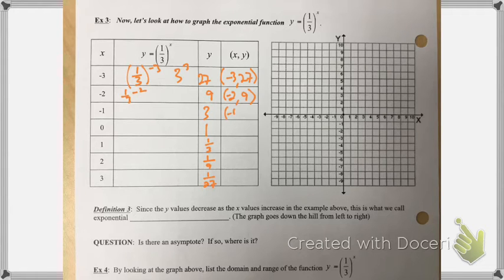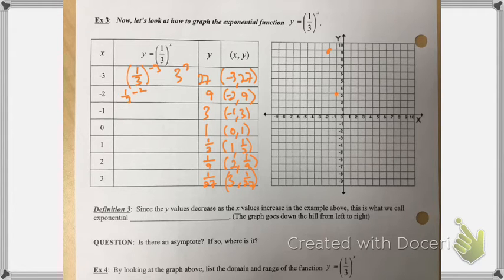So I get these ordered pairs: -1, 3; 0, 1; 1, 1/3; 2, 1/9; and 3, 1/27. Everybody's favorite ordered pair. Okay, so I'm going to start plotting these. What did you guys notice about -3, 27? It's a negative. Doesn't fit, but yeah. -2, 9, that fits.